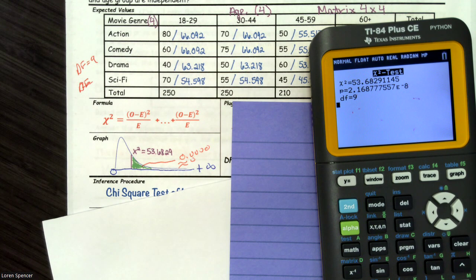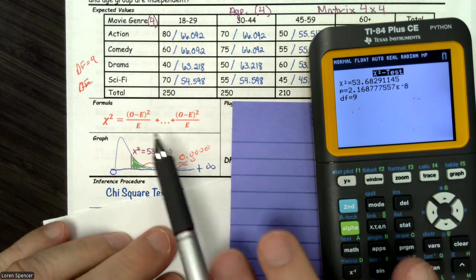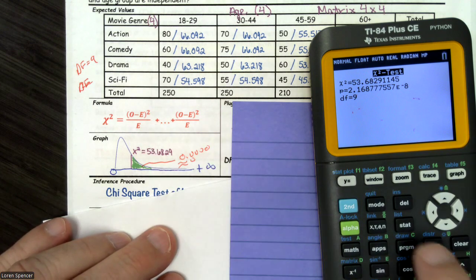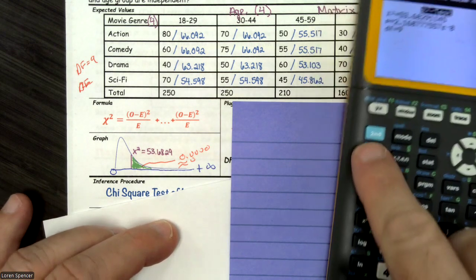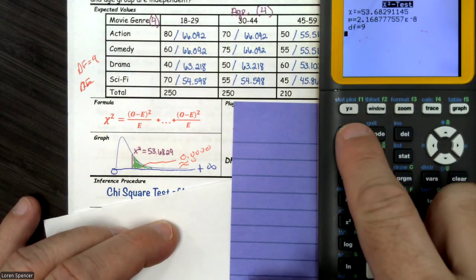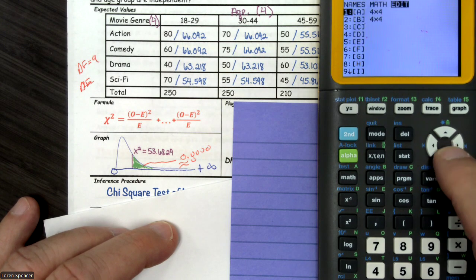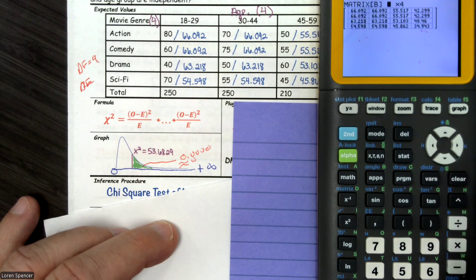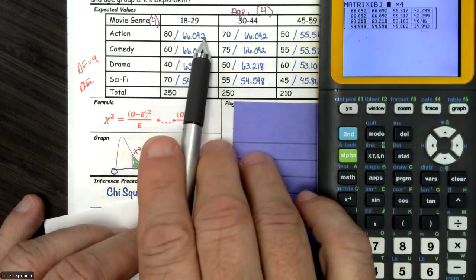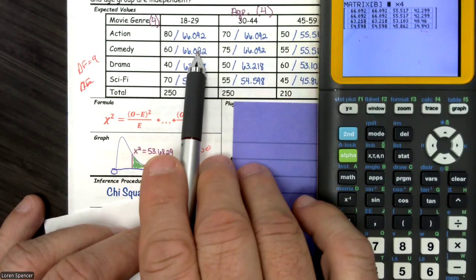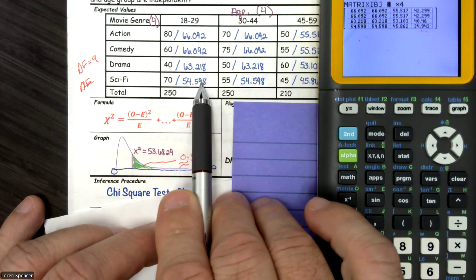All right. So at this point, I've got everything except I don't have my expected values yet. How do I get that? Well, I'll go back to my blue button and we're going to go back to the matrix. Blue, matrix, arrow over to edit, and we're going to drop down to letter B. At that point, we see that we have all of our expected values and we record them into the table.